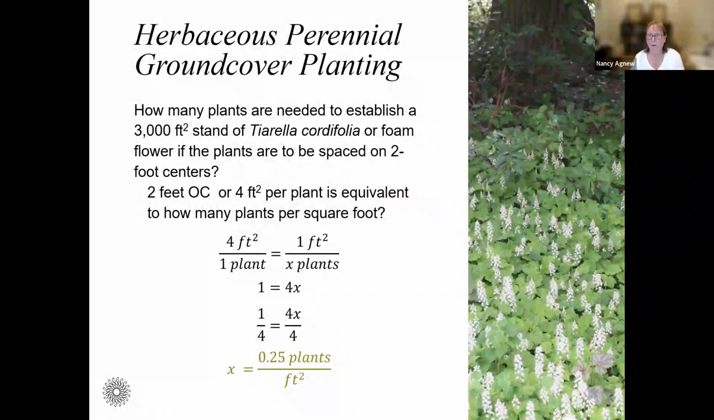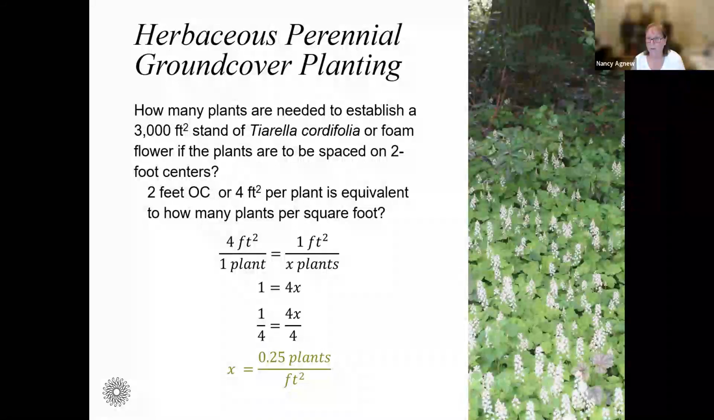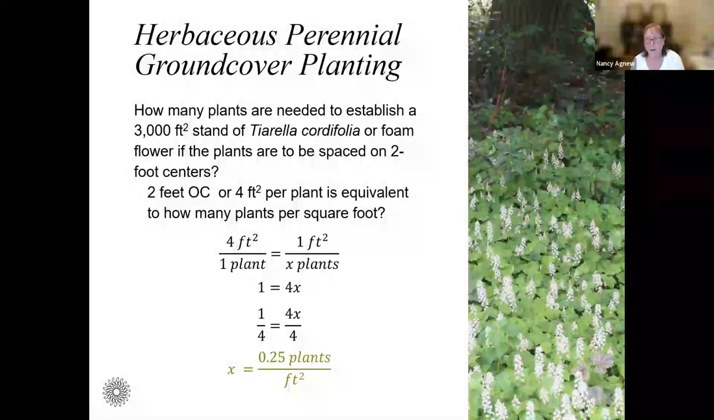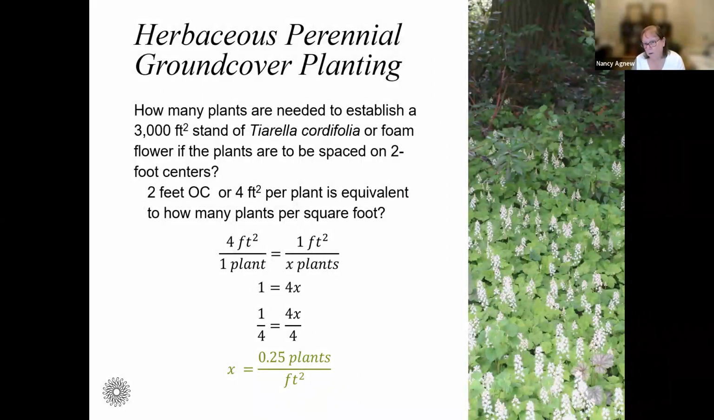So here's a herbaceous perennial ground cover example. We've got this hypothetical 3,000 square foot stand of Tiarella cordifolia, or foam flower, we want established. And we're going to be patient. This is a perennial, and if you're patient, you can plant them on 2-foot centers. So that means if they're 2 foot on center, it's 4 square feet for every plant.